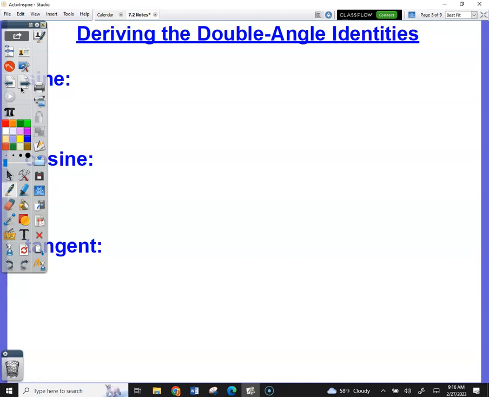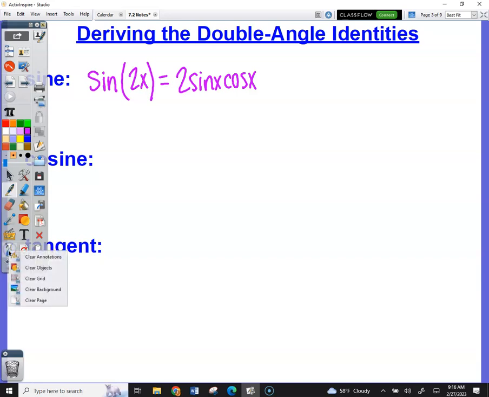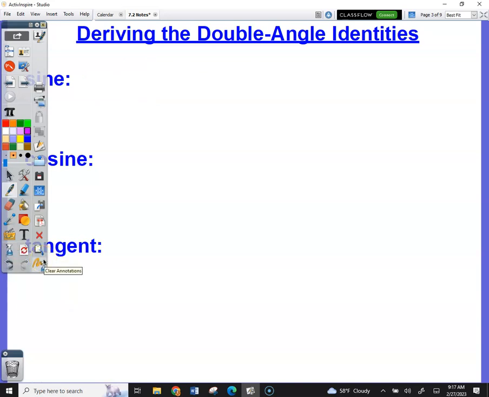This slide is deriving the double angle identities. Okay, so instead of me just saying to you that sine of 2x is 2 sine x cosine x, don't write this, I'm about to erase it. Instead of me throwing that at you and then saying, let's practice, I'm going to show you how we get sine of 2x to become 2 sine x cosine x. We're going to derive it, which is what the word derive means.